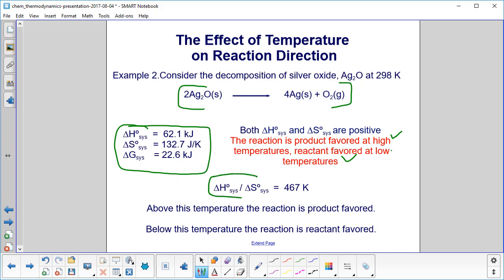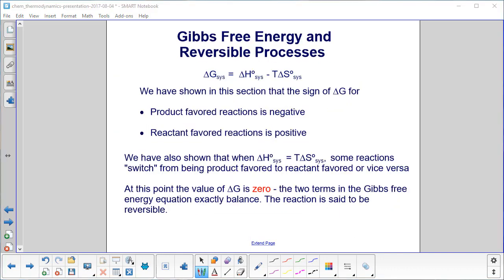So we use this ratio. We come up with 467 K. So above 467 K, product favored reaction. Below 467 K, reactant favored. And this is a great example of good teaching. We gave you a new concept, we did several examples, and now we're going to summarize what we told you.